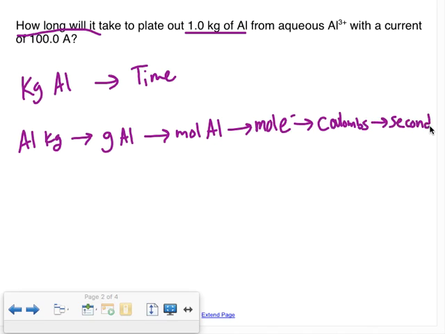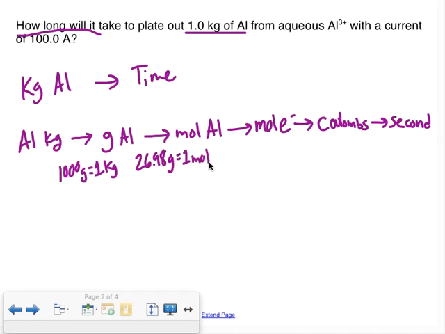Let's talk about what the conversion factors are going to be. When you're going between kilograms and grams, I hope you know that 1,000 grams equals 1 kilogram. When you're going between grams and moles, you can use the molar mass. Aluminum's molar mass is 26.98 grams per mole. So that's our conversion factor for grams to moles.